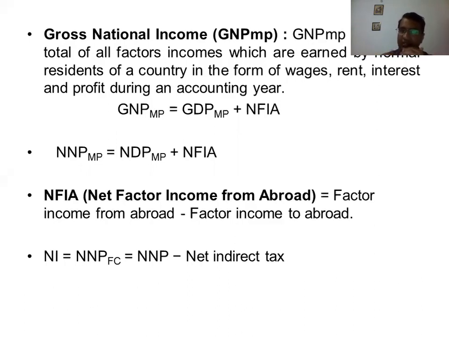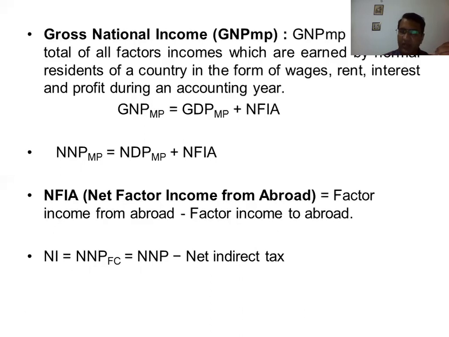So market price we have calculated already. If we want to calculate at factor cost, then NNP at MP minus net indirect tax. NNP at MP we have already calculated. If we reduce net indirect tax, meaning indirect tax minus subsidy, the remaining is national income or NNP at FC. NNP at FC is equal to national income. NDP at FC is equal to domestic income.